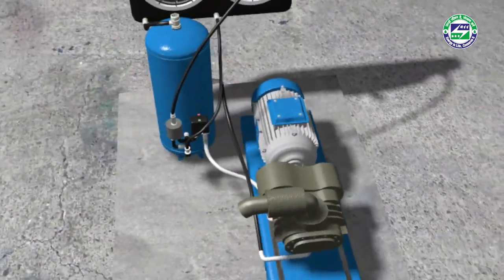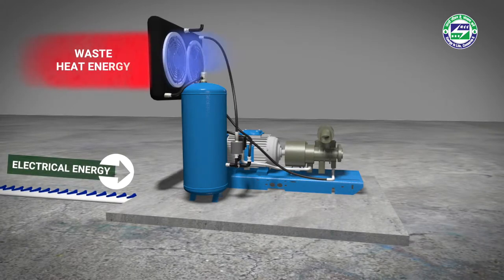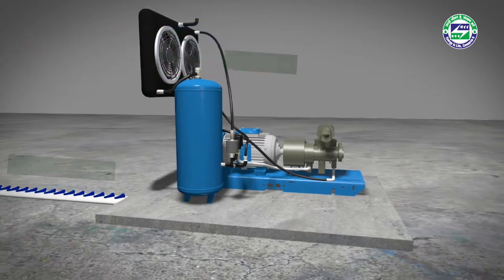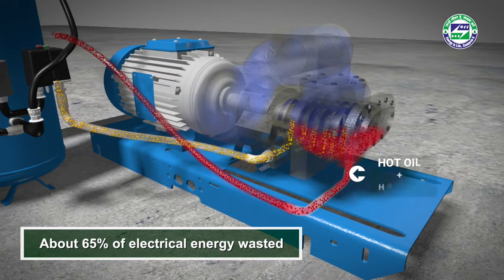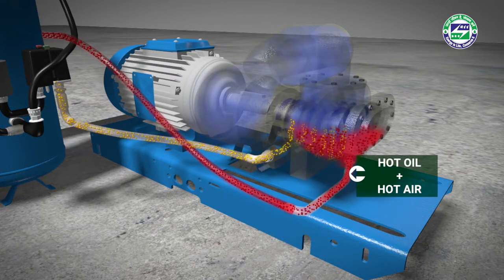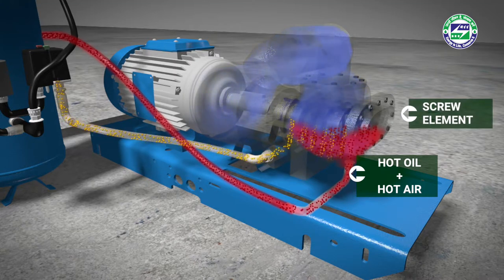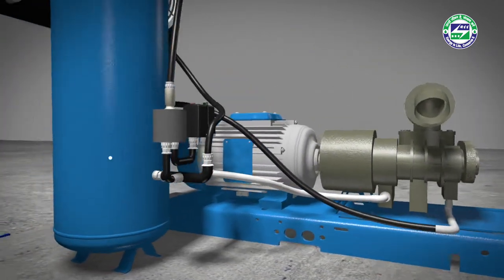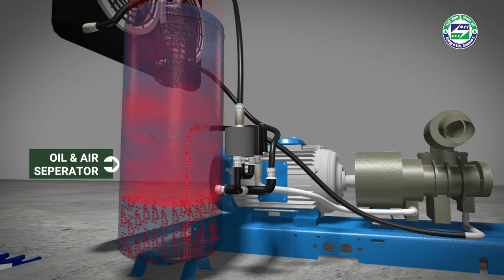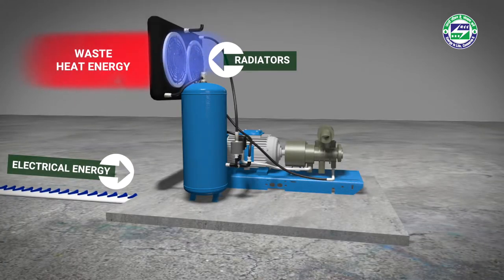Each time a compressor runs, electrical energy is converted into heat energy and is dissipated into the atmosphere through radiators or cooling towers. A significant portion of the energy is lost in hot oil in the compressor. The cooling oil alongside the compressed air picks up heat from the screw element and flows towards the oil and air separator. The radiators later cool the hot oil and air and dissipate heat energy to the atmosphere.